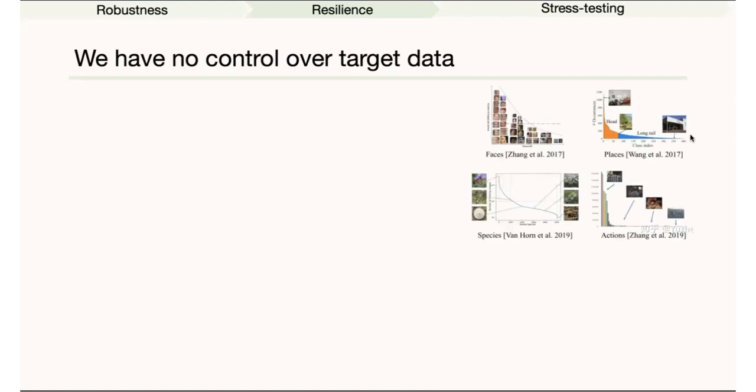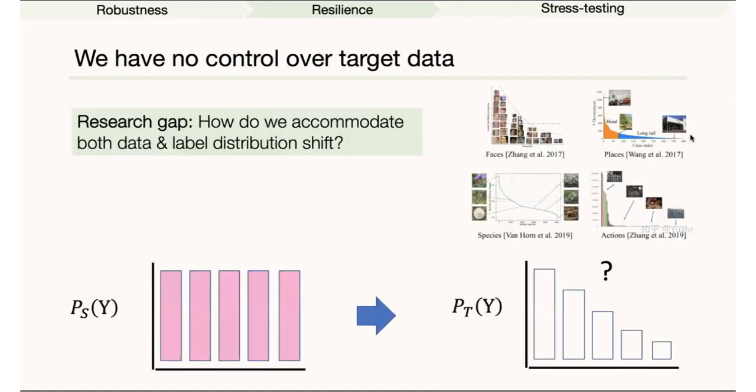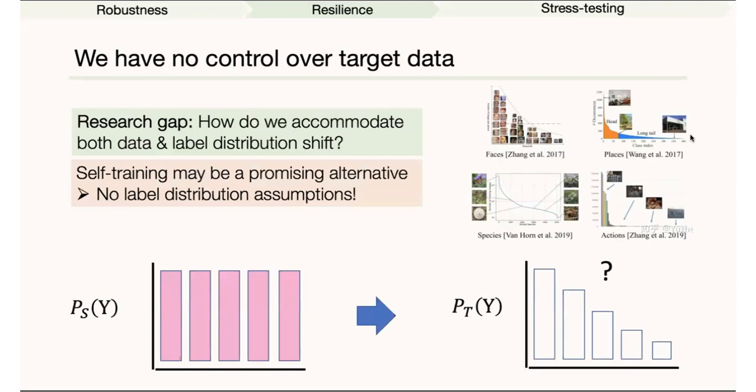So a lot of real data sets have this kind of long tail distribution, and we might have this case where we want to adapt to an unknown target distribution, which might be long-tailed or it might be balanced, but since it's unlabeled, we don't actually know, right? So how do we accommodate both data and label distribution shift simultaneously? And distribution matching has been shown to fail. So instead, we looked at self-training, which has been a successful paradigm in related problems like semi-supervised learning and self-supervised learning. And importantly, we were considering self-training because it doesn't make explicit label distribution assumptions.